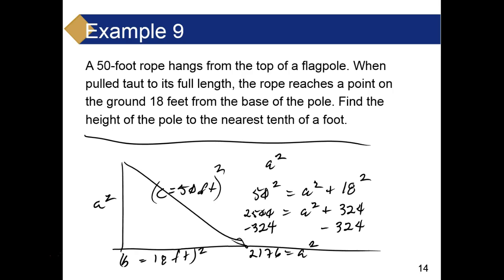I don't care what a squared is. I want to know how high that flagpole is. And Chris does too before he climbs it, okay? So how are we going to do that? Take a square root of both sides. And what does that give you? A is equal to, now when I take a square root of both sides, what do I normally do? Plus or minus, and what's the square root of 2176? You can do this one on the calculator because I'm not about to do it in my head.